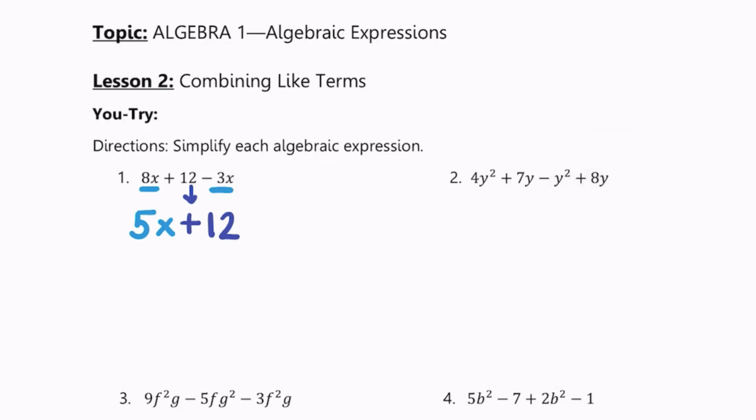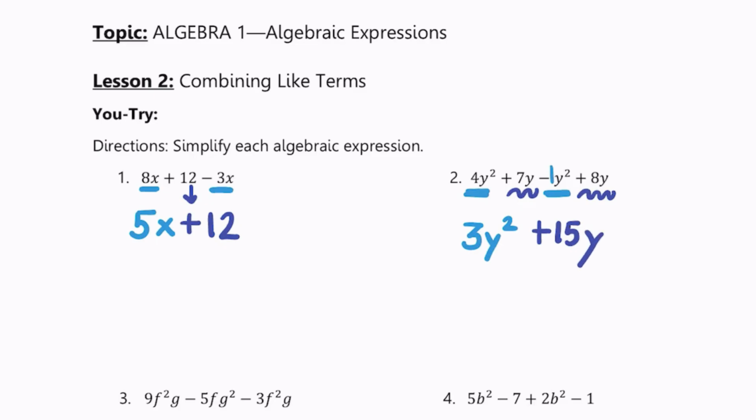Looking at number 2, we have 4y squared and negative, that's like a 1 in front of there. So we're going to do 4y squared minus 1y squared, which will give us 3y squared. And then we see we have a 7y and a positive 8y. Those are also like terms, so we can combine those. We're going to do positive 7 plus 8, which will give us 15y.